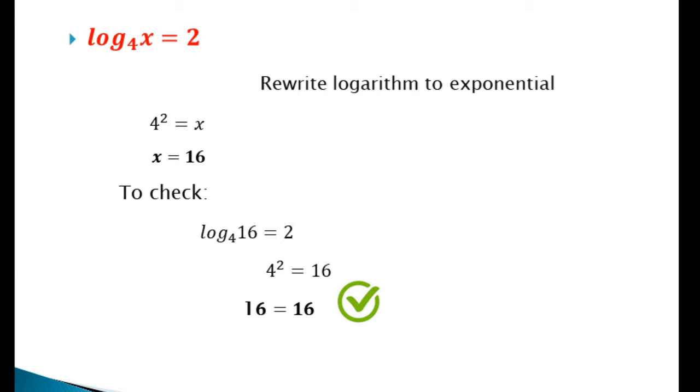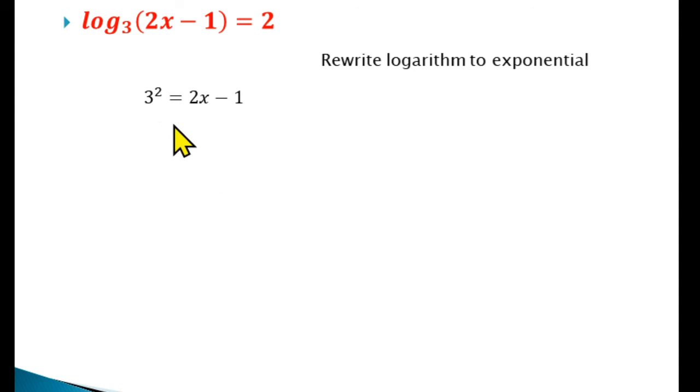Now let us go to our second example. You have the logarithm of the quantity 2x minus 1 base 3 equals 2. Again, we need to find the value of x. To find the value of x, we need to rewrite first the expression into its exponential form. We get 3 squared equals 2x minus 1. 3 squared is equal to 9, so you have 9 is equal to 2x minus 1.